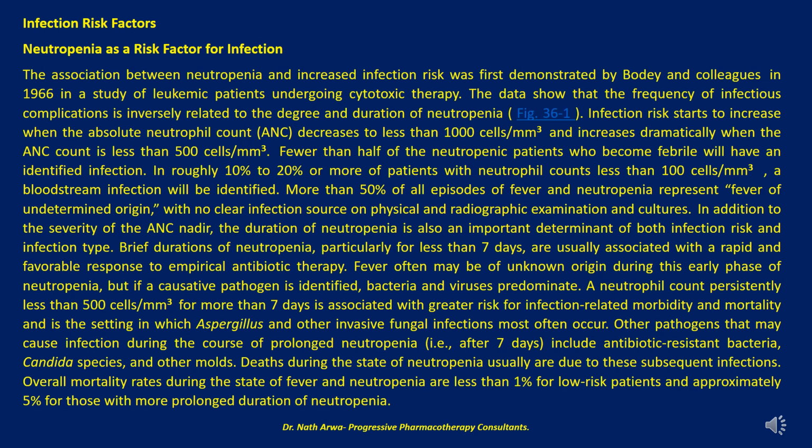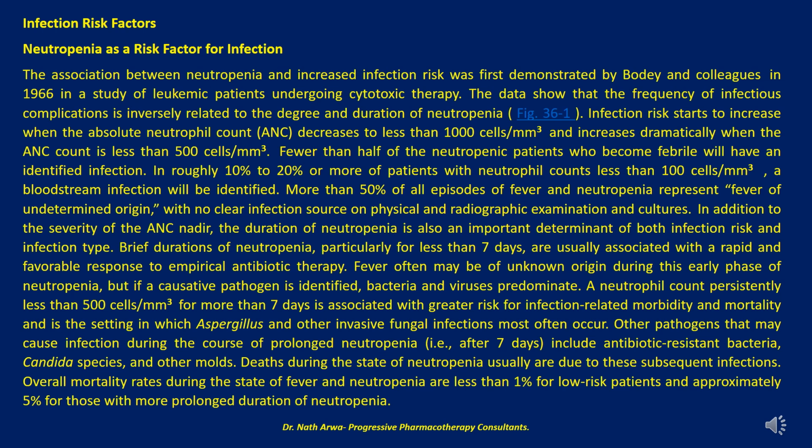In addition to the severity of the absolute neutrophil count nadir, the duration of neutropenia is also an important determinant of both infection risk and infection type. Brief durations of neutropenia, particularly for less than 7 days, are usually associated with a rapid and favorable response to empirical antibiotic therapy. Fever often may be of unknown origin during this early phase of neutropenia, but if a causative pathogen is identified, bacteria and viruses predominate.